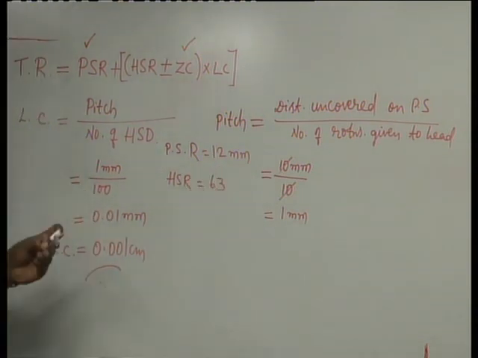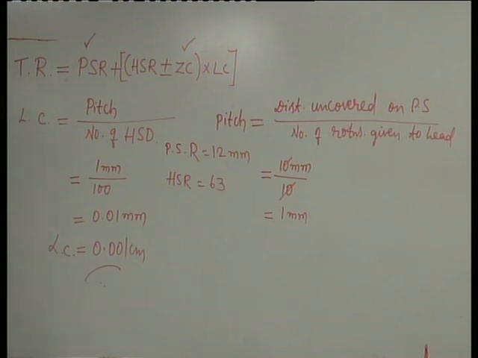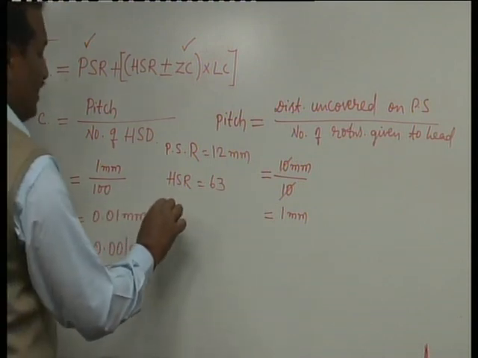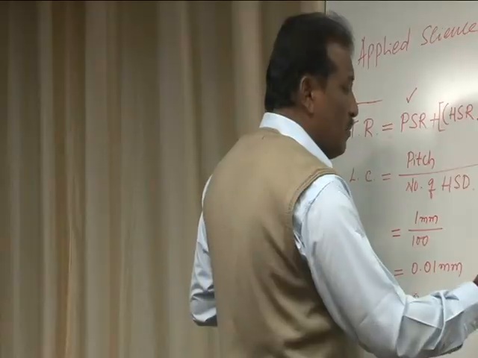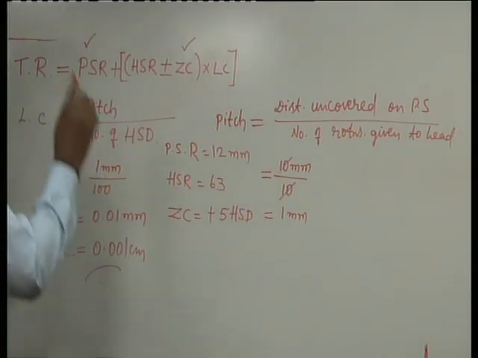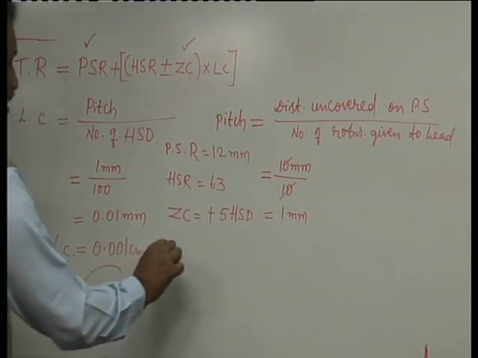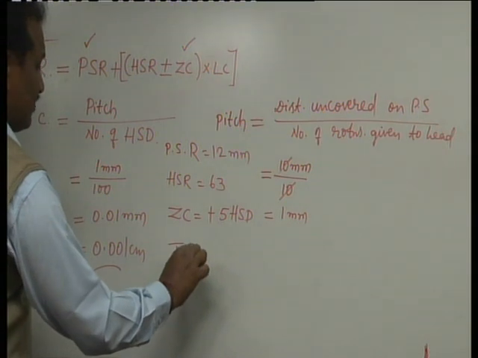Before that, we have to consider the error and the correction. Imagine that in my screw gauge the zero correction is plus 5 HSD, and the least count is 0.01 mm. Then how do we write down the total reading? What is the thickness of this object?